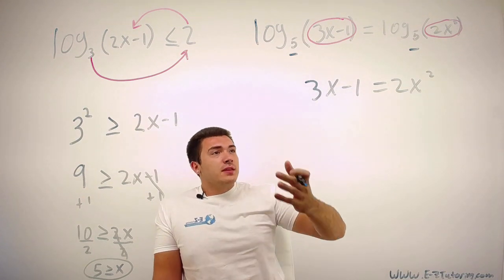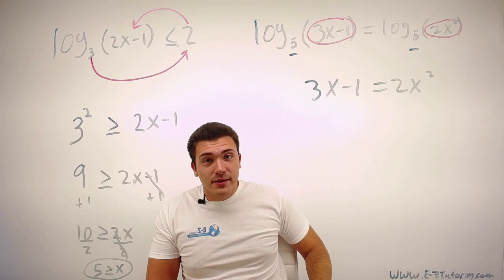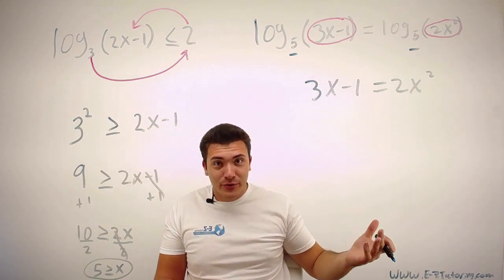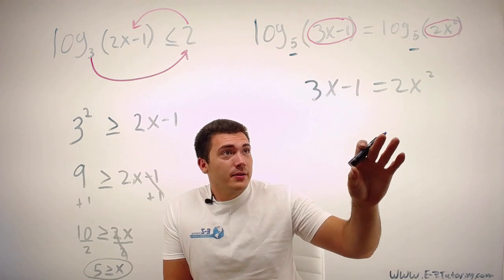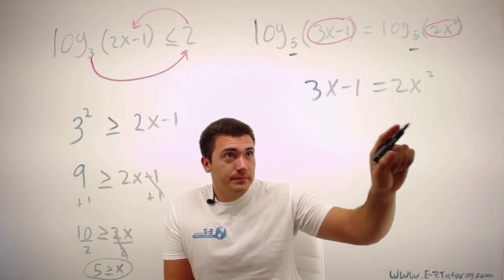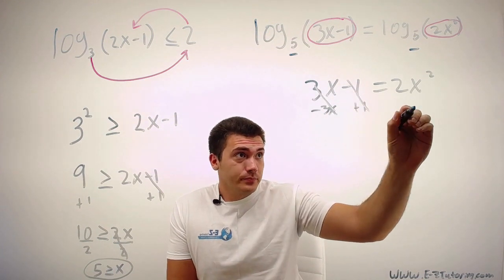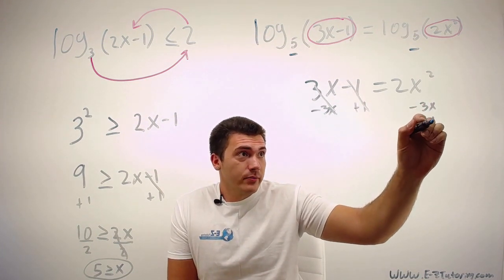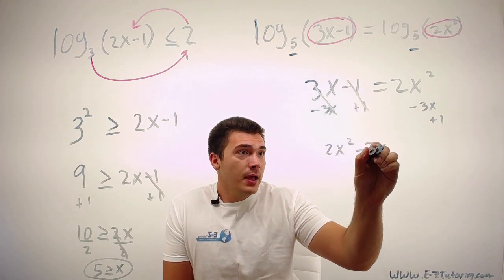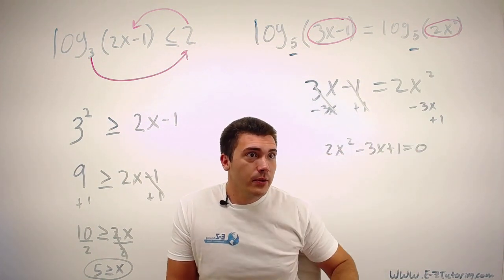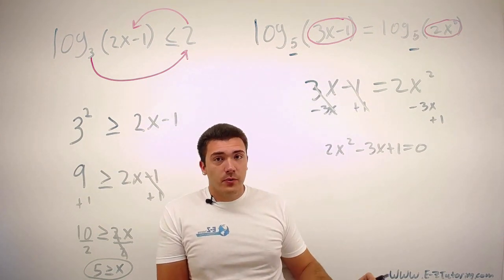So now this is a simple quadratic. And we know how to solve quadratics because we are in Algebra 2, right? So of course, to solve a quadratic, you move everything over to one side. So we subtract 3x and we add 1. We get 2x squared minus 3x plus 1 equals 0. Once it's equal to 0, you have to start factoring.